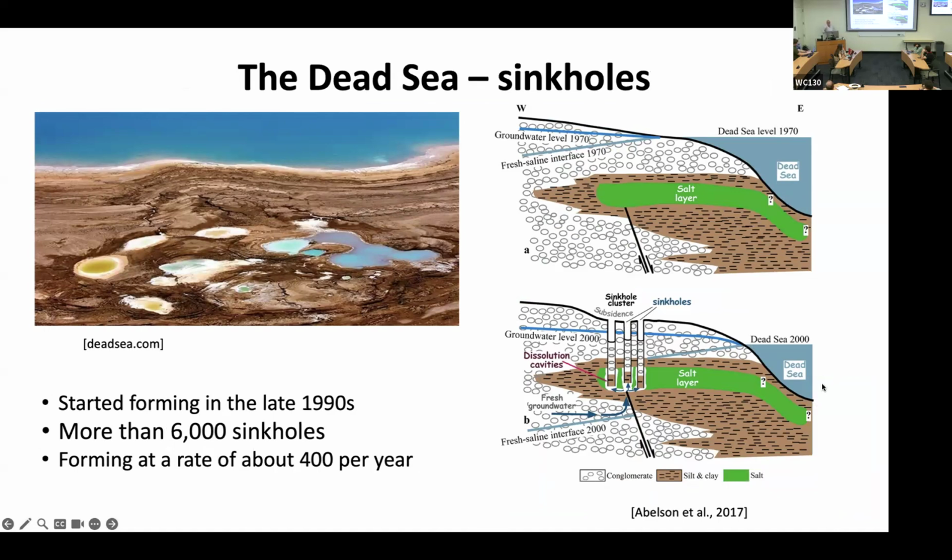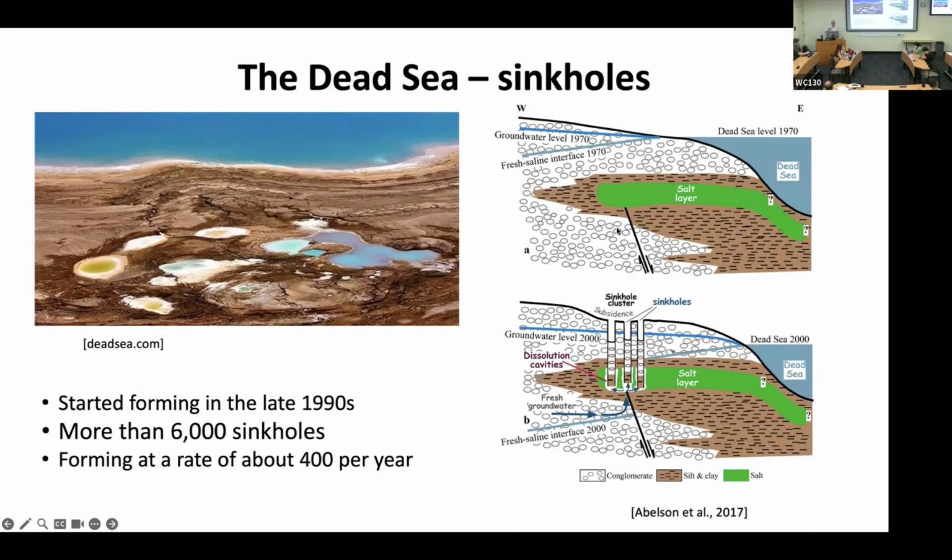So as the Dead Sea lake level drops, they form sinkholes along its shore. They started forming actually in the 80s, but mostly in the 90s. And there are more than 6,000 sinkholes, and they keep forming at a rate of 400 per year. And the reason for that is that there was a period in the Dead Sea when a layer of salt was deposited. It's at depths of maybe 30 meters below the surface of the shore.